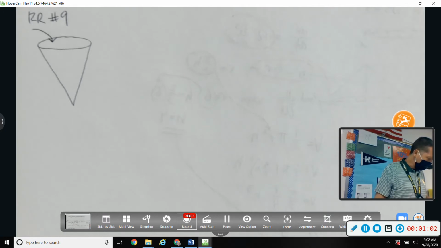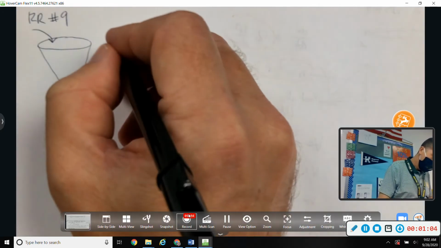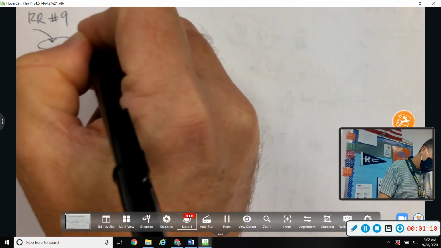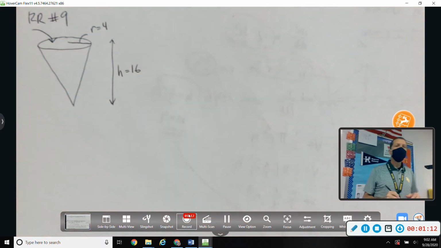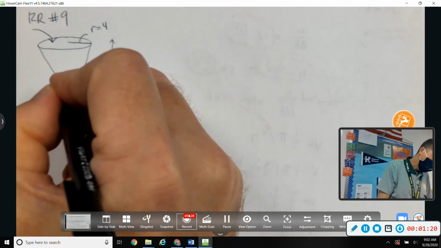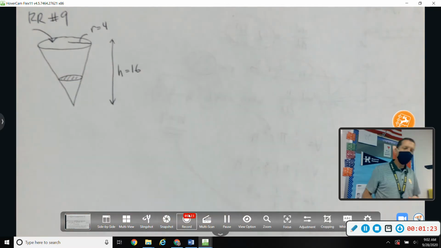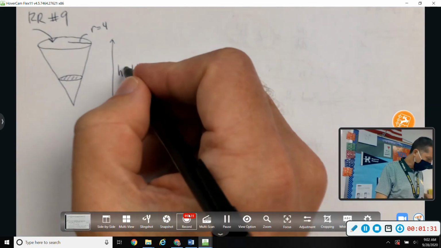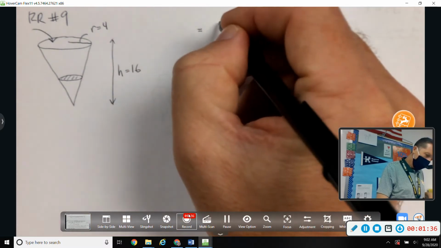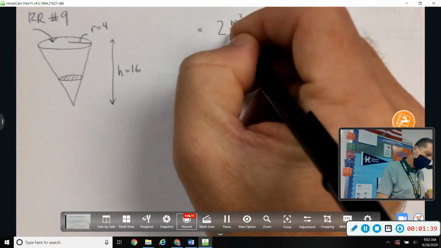having an altitude of 16 and a radius of 4. So the height is 16, the radius is 4. I need to be careful. That's of the tank. Of the water that's in the tank, that's changing because we're adding water to that. So the H is getting bigger and the R is getting bigger as well. Altitude of 16, radius of 4, at a rate of 2 meters cubed per minute.